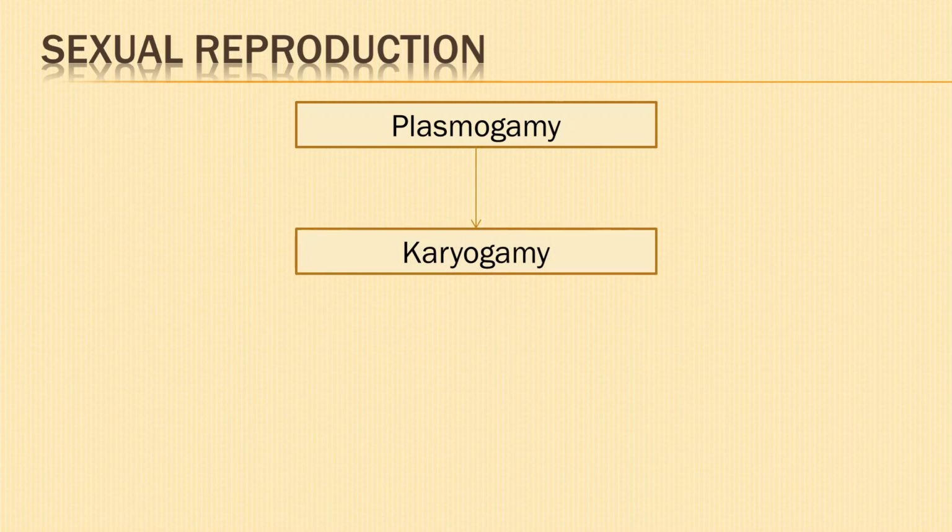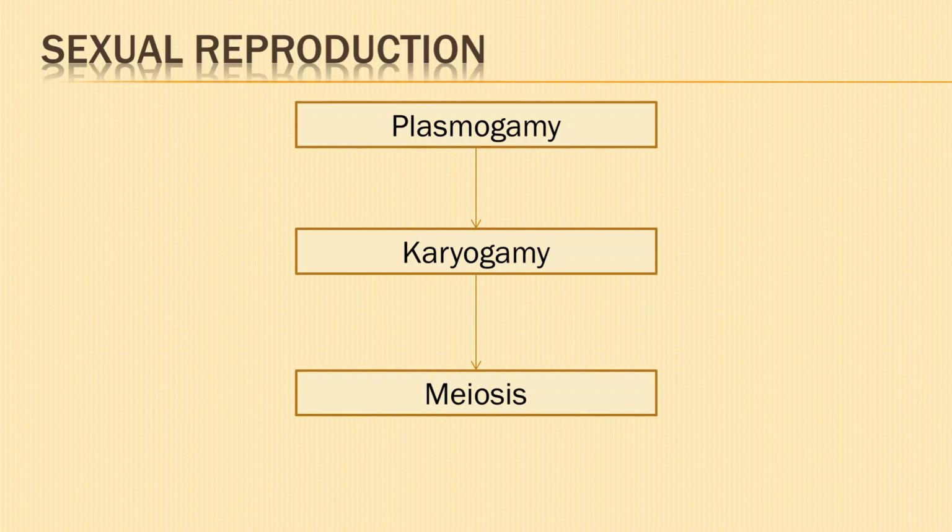Second phase is karyogamy. In karyogamy, fusion of both the nuclei takes place, resulting in the formation of a diploid nucleus or synkaryon. Syn means coming together or fusion, karyon means nucleus. Finally, this is followed by meiosis or reduction division, resulting in the formation of haploid nuclei.